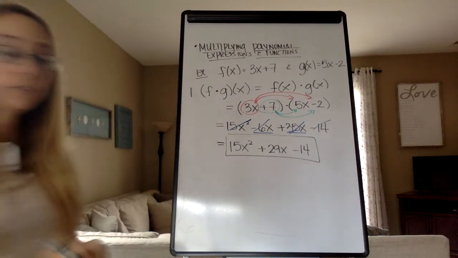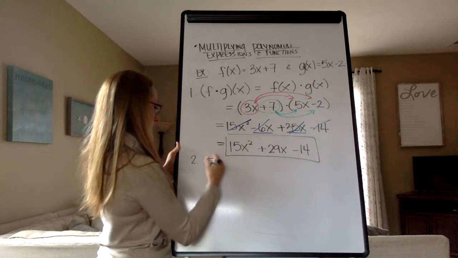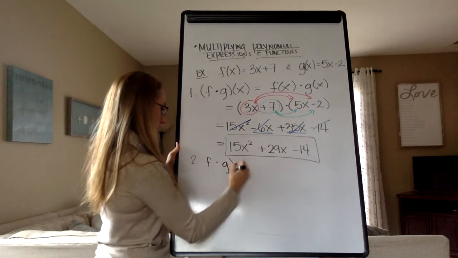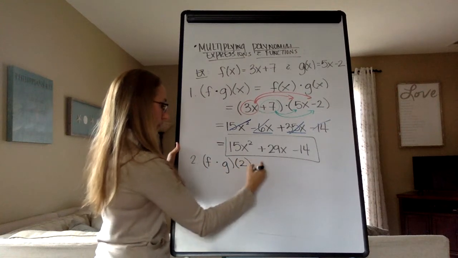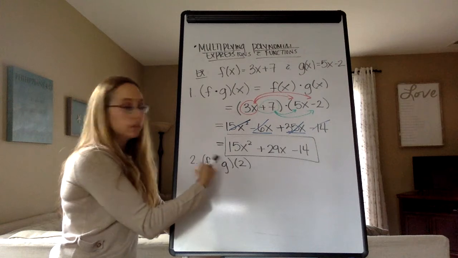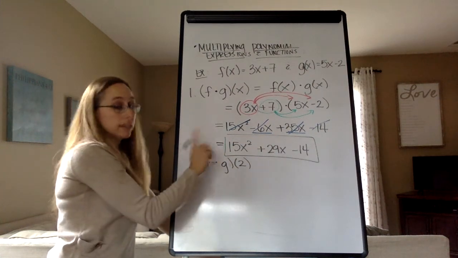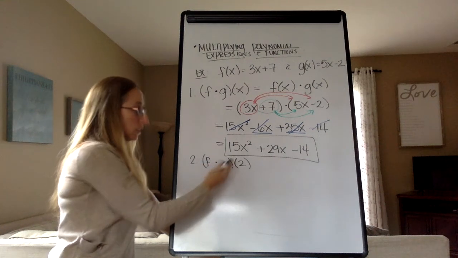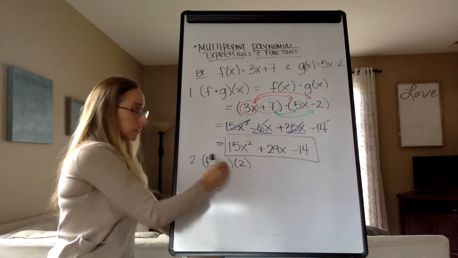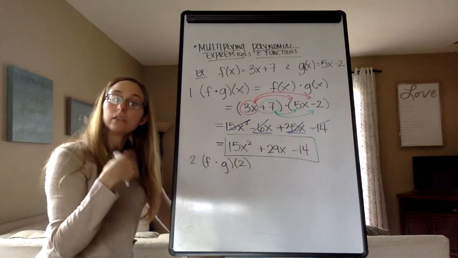Next up, we have f times g of 2. Okay, so what is this saying? This is not saying 2 times the function, the multiplication of f and g. That's saying f of 2 times g of 2. So you're evaluating each function at the value of 2 and multiplying those quantities together.